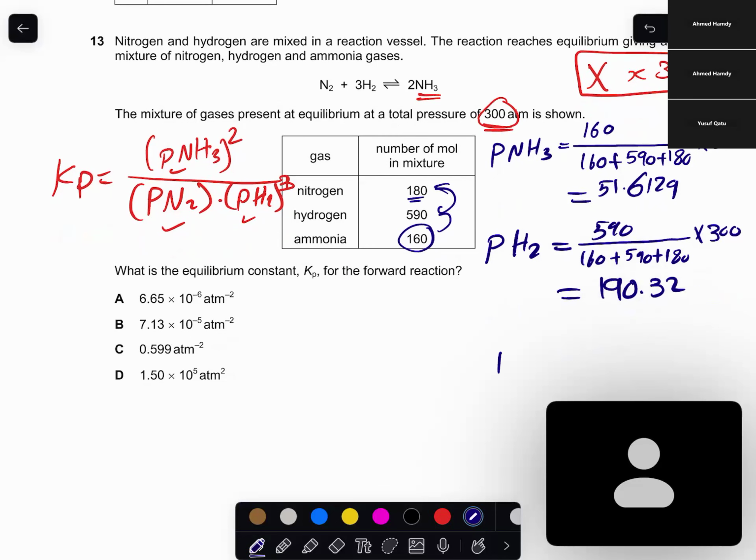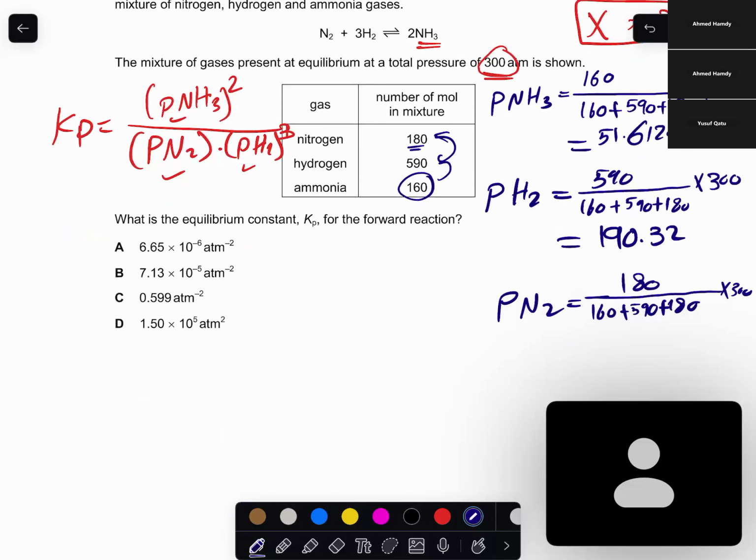Okay, the pressure of nitrogen equals 180 divided by 160 plus 590 plus 180 times 300 equals 58.